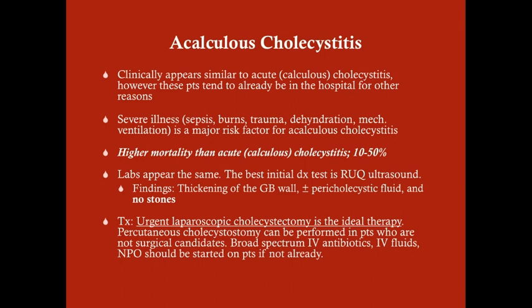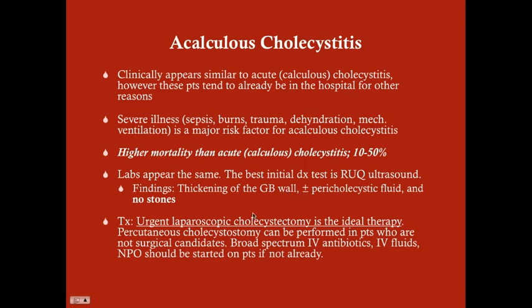But the difference is that in the history, they usually have something that is enough wrong with them that they're in the hospital for other reasons, or they have this finding when you do your right upper quadrant ultrasound where you don't see any stones, but you do see thickening of the gallbladder wall and possibly pericholecystic fluid.